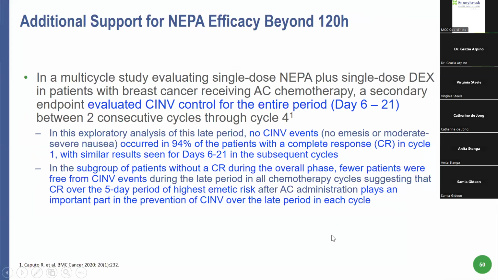So basically, there is another study, in patients receiving anthracycline, which looks at the entire period of CINV control from day 6 to day 21. And it looks like patients who get a good response at the very beginning, and get the right antiemetic prophylaxis, are more likely to not get any longer nausea and vomiting through all the cycles of treatment, compared to patients that don't get a complete response and continue to have problems.